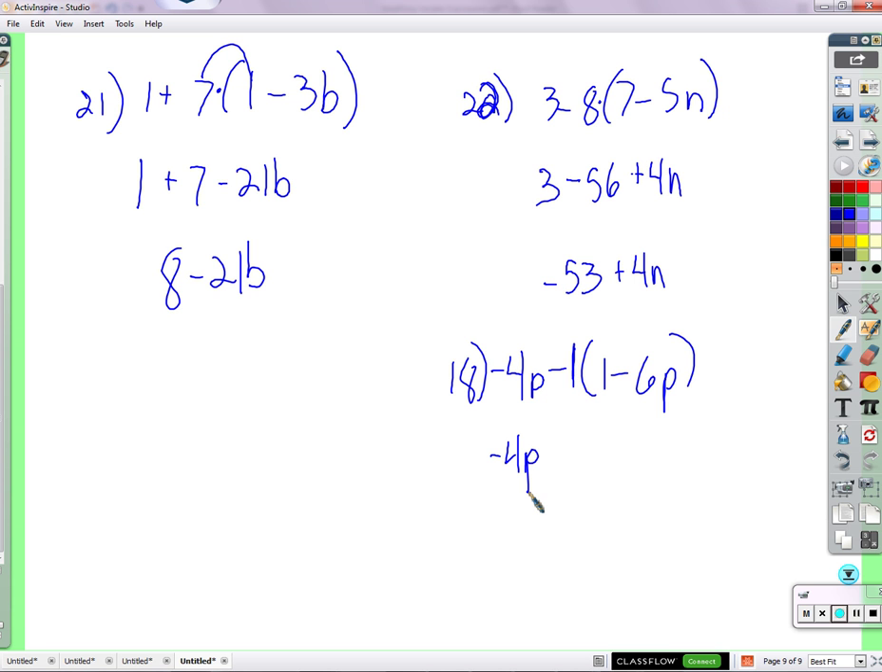That will just have the effect of flipping the signs, really, because negative 1 times positive is negative. Negative 1 times negative 6p is positive 6p. Now we've broken them out of the parentheses. We can take 6p and subtract 4p.